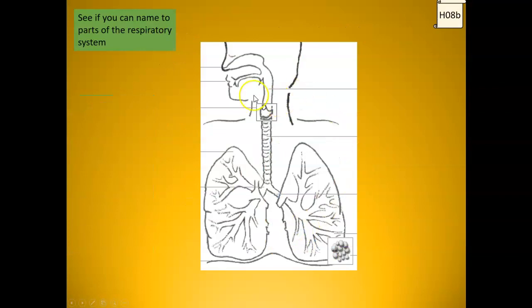All right. So go ahead and take a moment. You can pause the video if you want. See if you can name the different parts that are on there, kind of going from the front all the way through. All right, I'm going to continue past this.